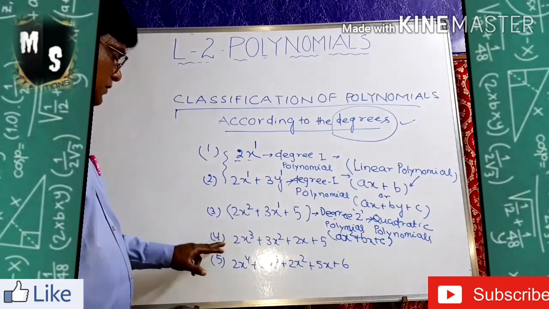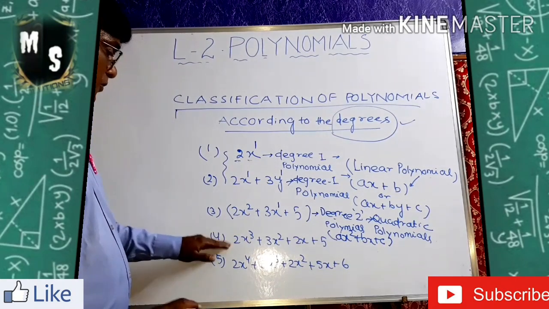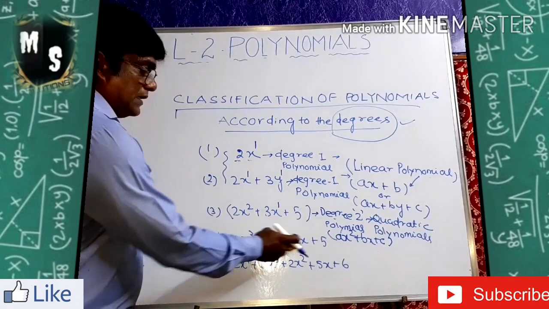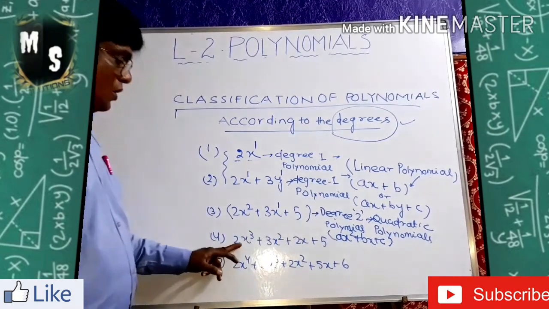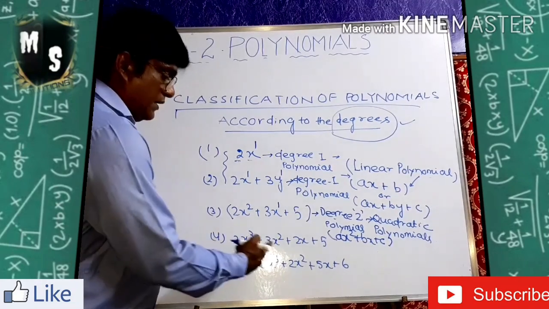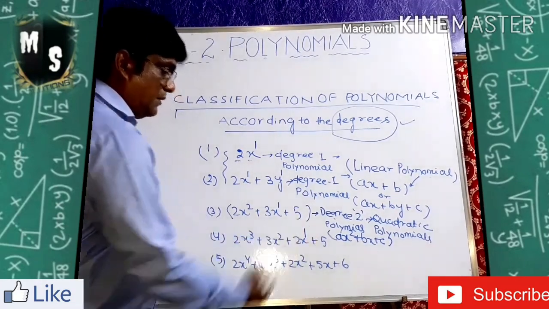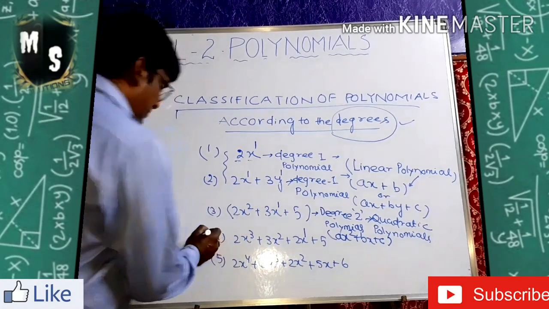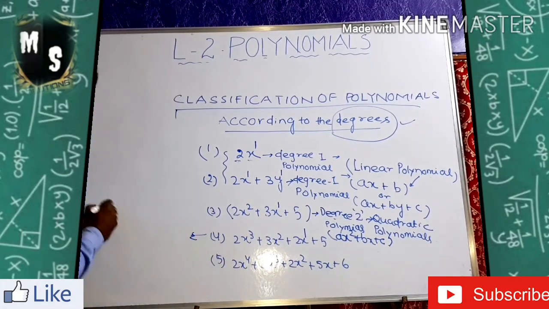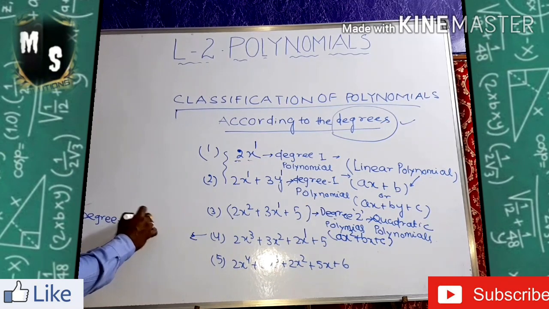Now come to the fourth expression. The fourth expression is also in one variable only. Look, x, x and x. You have here x to the power 3, here x to the power 2, here x to the power 1. So definitely the highest degree is 3. So it is called a degree 3 polynomial.